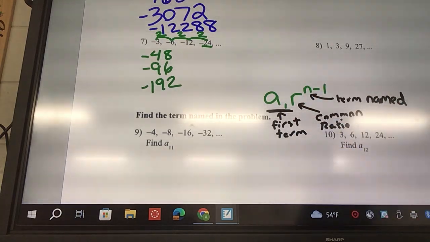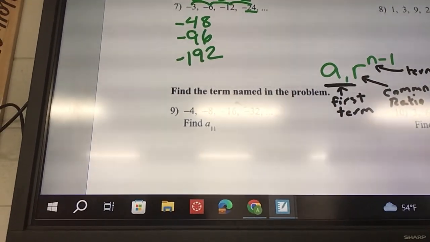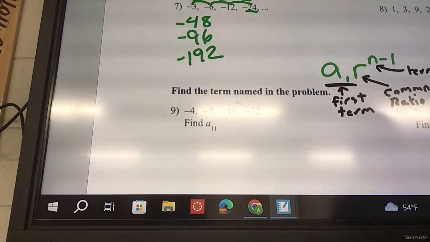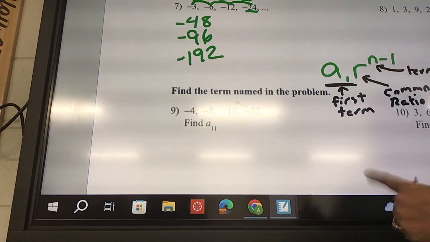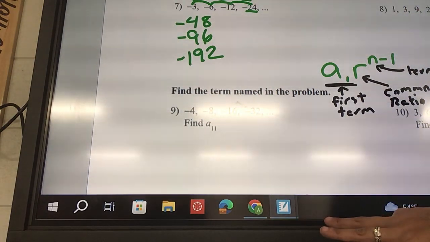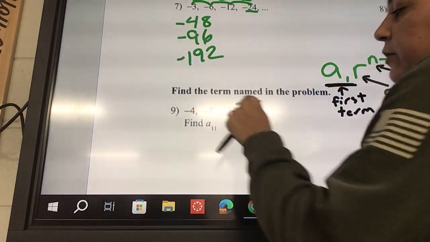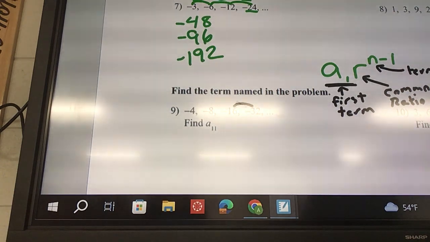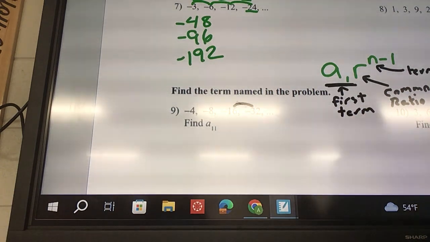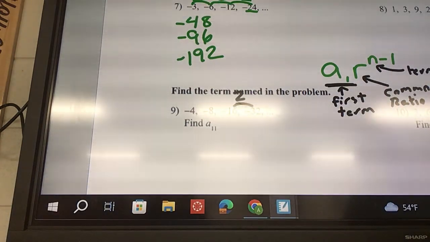So on this, our very first step is going to be to find the common ratio. Because they're telling you find the named terms, you already know it's geometric. So you just need to do one of these. Negative 32 divided by negative 16 is going to be 2. So my common ratio is 2.